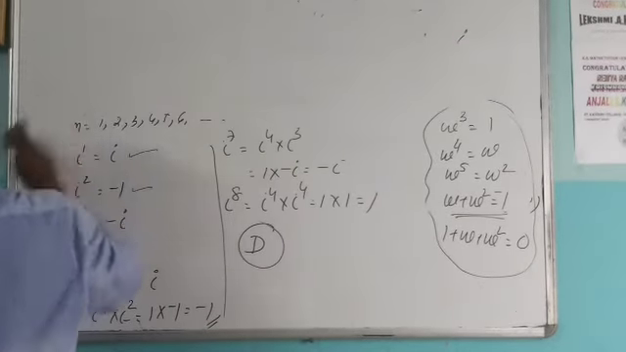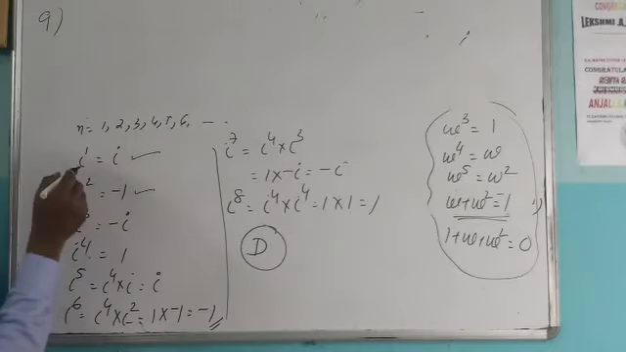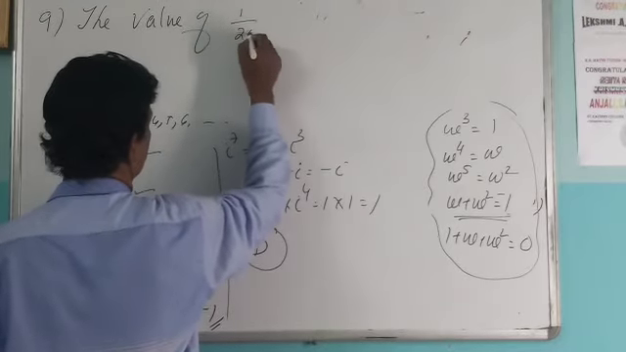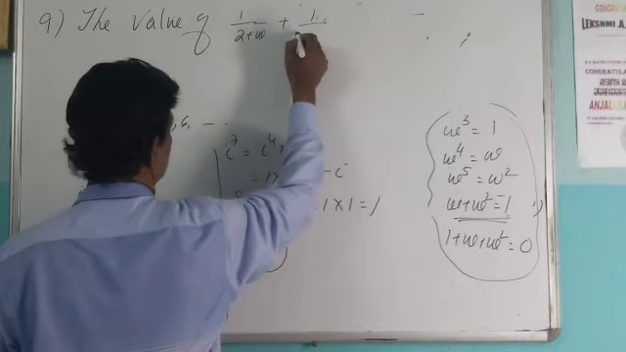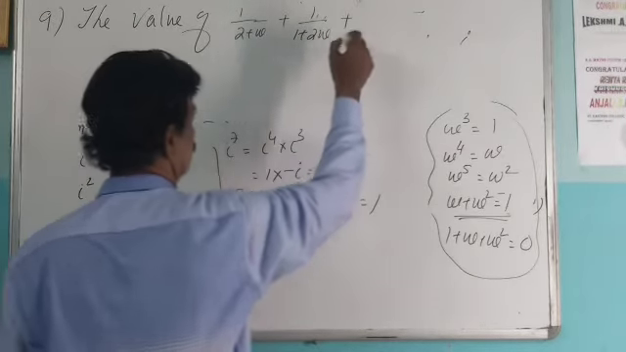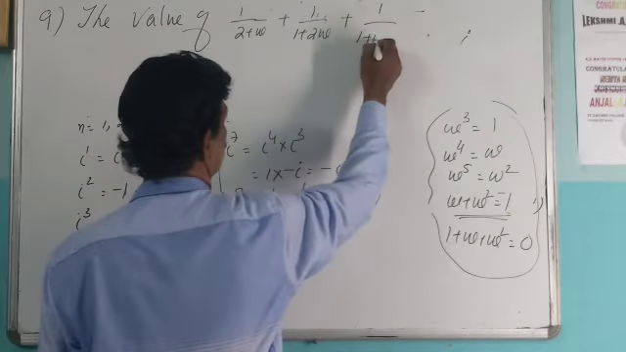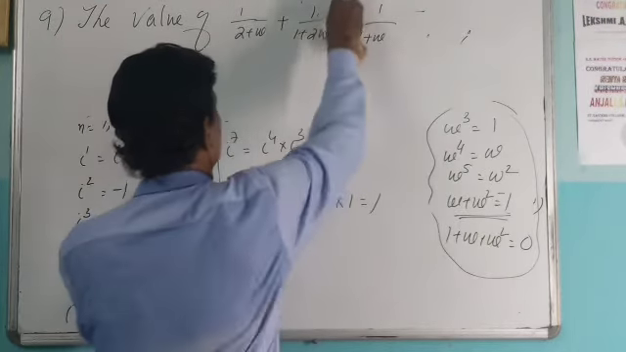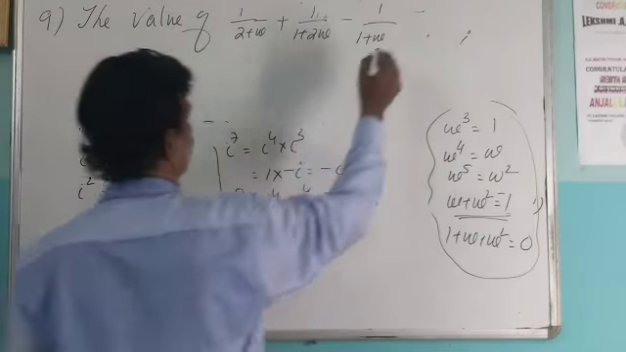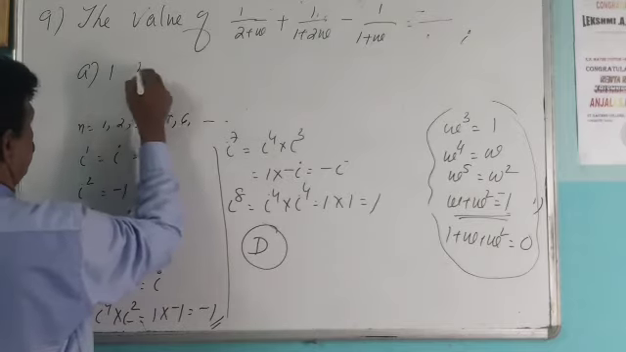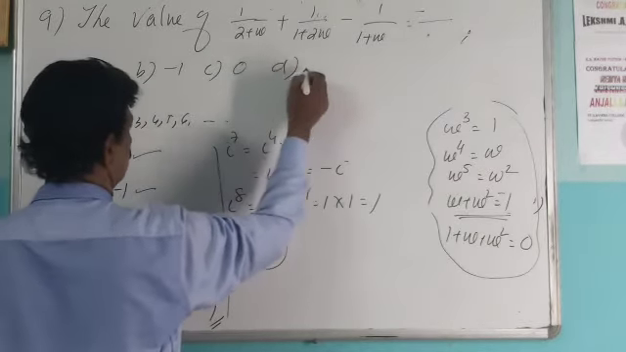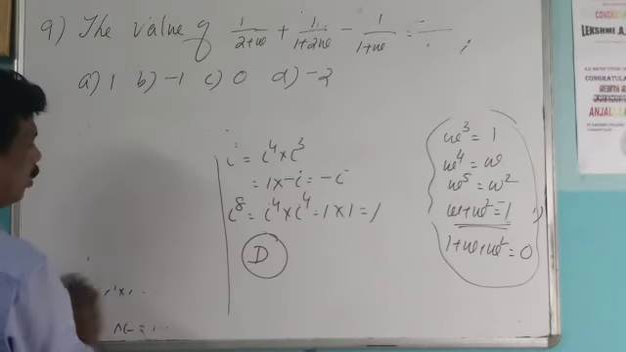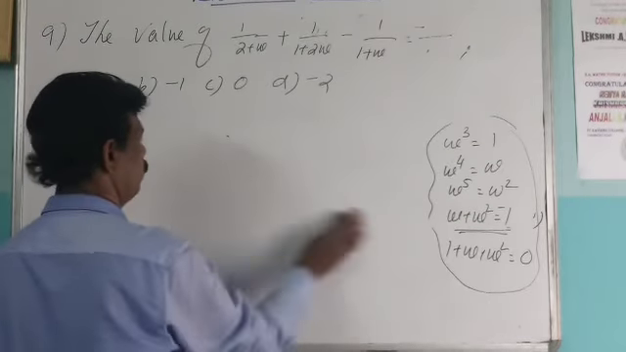Next, question 9. The value of 1/(2 + ω) + 1/(1 + 2ω) − 1/(1 + ω) equal to dash. Options: A. 1; B. −1; C. 0; D. −2.